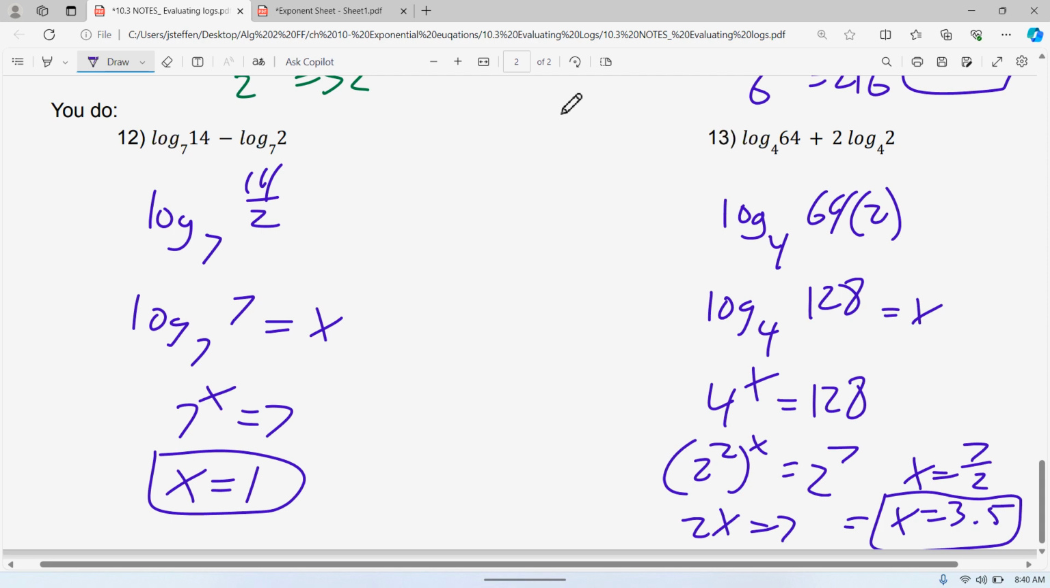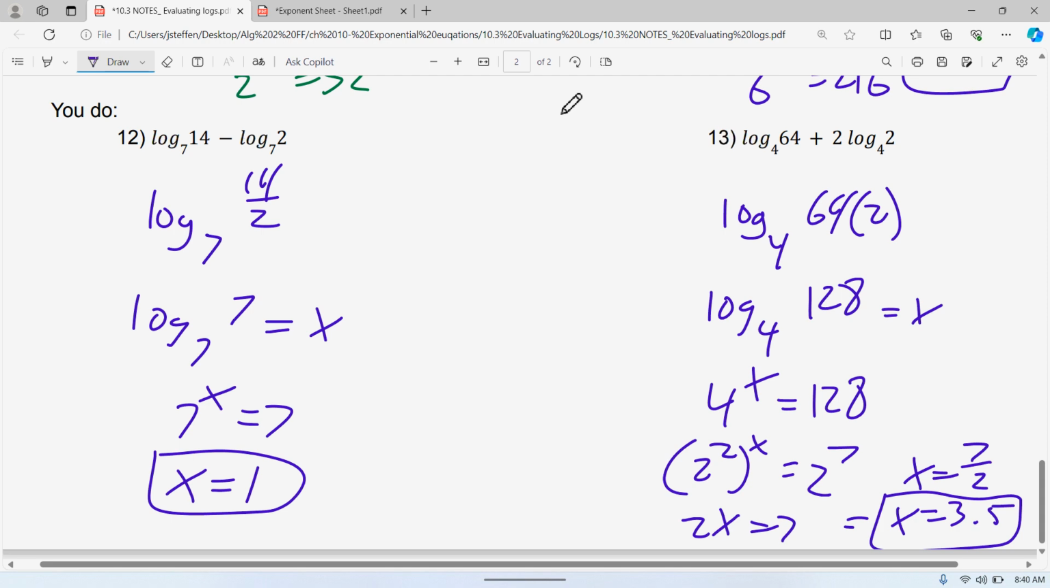My answers are up there. Couple things with this. Number 13, 4, there is no 4 raised to any number that is 128, so you have to change the 4 to a 2 squared. The 128 is not actually on your list, but it's really close, so I just did trial and error. 2 to the 7th is 128.